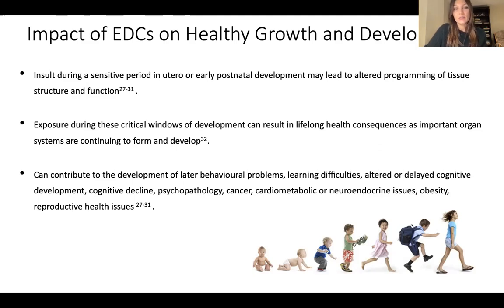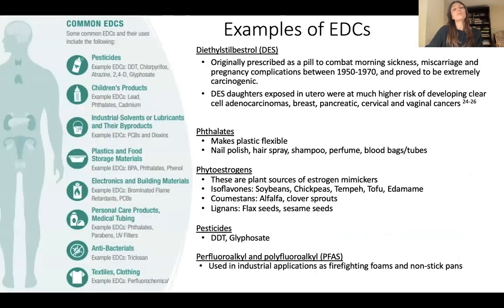So this can contribute to the development of later behavioral problems, learning difficulties, altered or delayed cognitive development, cognitive decline, psychopathology, cancer, cardiometabolic or neuroendocrine issues, obesity, and reproductive health issues, just to name a few. So some examples of endocrine disruptors, as I mentioned before, include diethylstilbestrol.